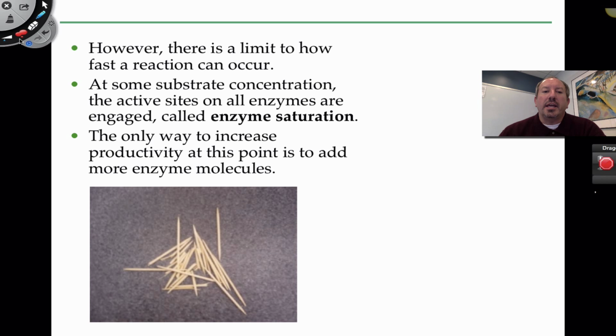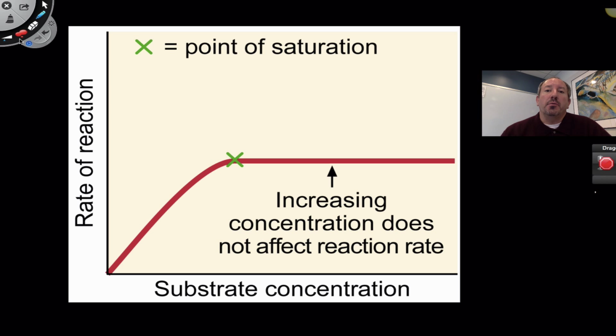So the only way to increase productivity is how then? If I want the rate to go even faster, and I'm dumping in as much substrate as possible, you're like, well, many hands make light work. And so maybe at this point, if I add more enzyme, it would speed up the reaction even further. So check this out. This is what we were seeing before with toothpickase. So as you increase substrate, the enzyme's rate is increasing, but then you get to a point where it's going as fast as it can. So this is the maximum rate of the enzyme.